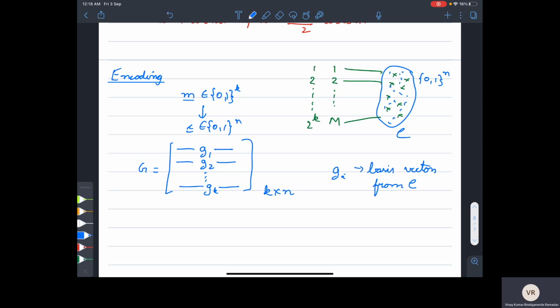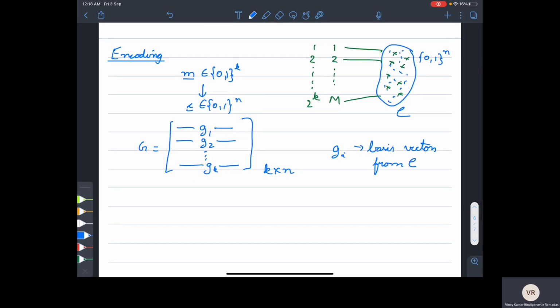Okay. So you take a basis of C, of the code space, and then stack the particular basis vectors in the form of a matrix to obtain the generator matrix. Now if you have the generator matrix at hand, then you can obtain the code word C by simply pre-multiplying M with the generator matrix.